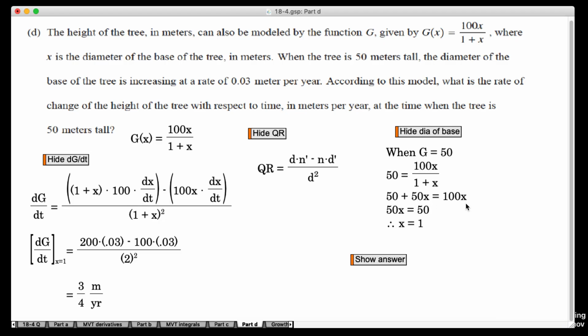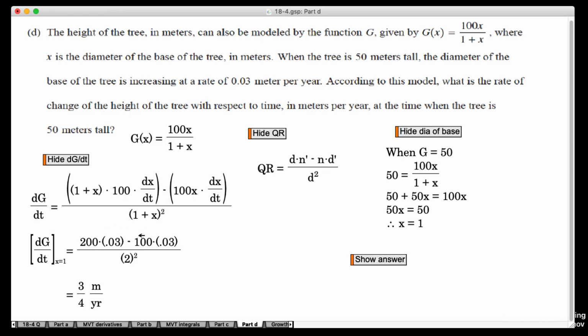And then bring the 50x over here, I get 50x equals 50, or x equals 1. So when the height of the tree is 50, the diameter of the base is 1. So now I know the diameter of the base is 1. So this is 1 plus 1, 2 times this 100 is 200.